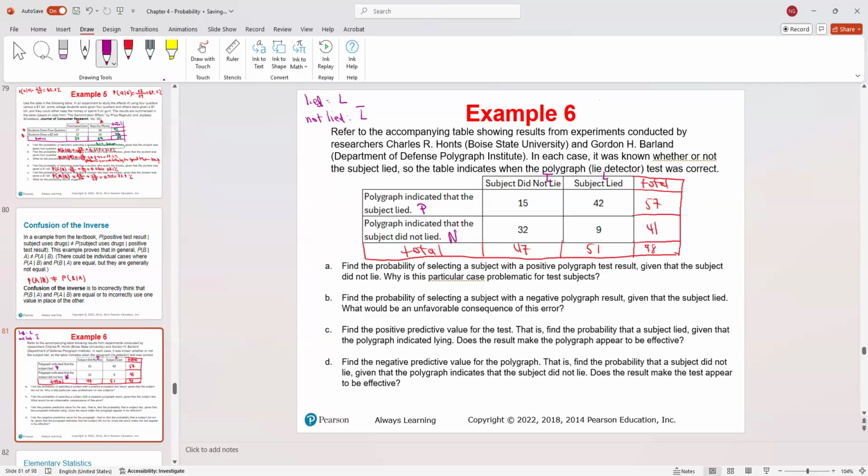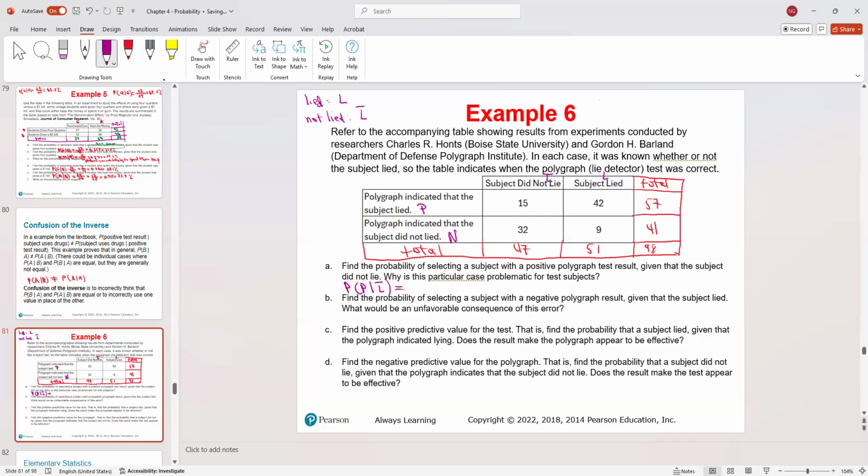Okay. All right. So, we said that in the first question, find the probability of selecting a subject with a positive polygraph, probability of positive polygraph, given that the subject did not lie. Given that the subject did not lie.